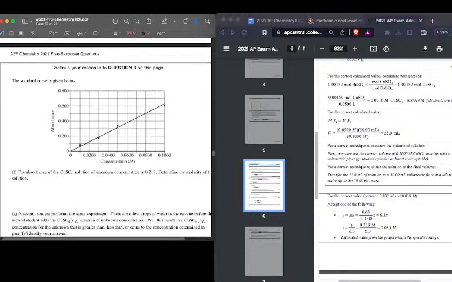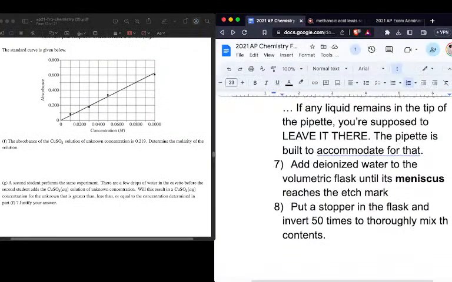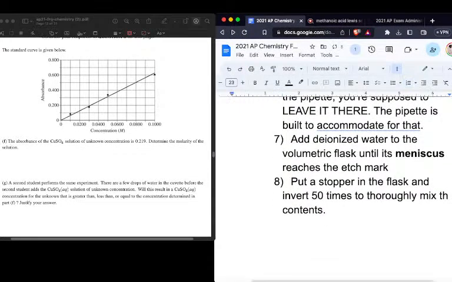Here's the standard curve. The absorbance of the CuSO4 of unknown concentration is 0.219. Determine the molarity of the solution. Okay, so this is basically making sure you can read a graph, I guess. Your job is to find 0.219 on the y-axis and then see where the line hits on the x-axis.